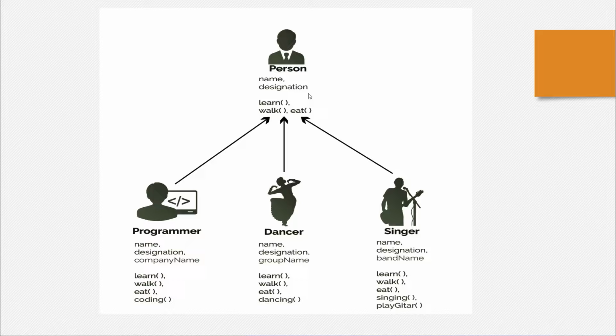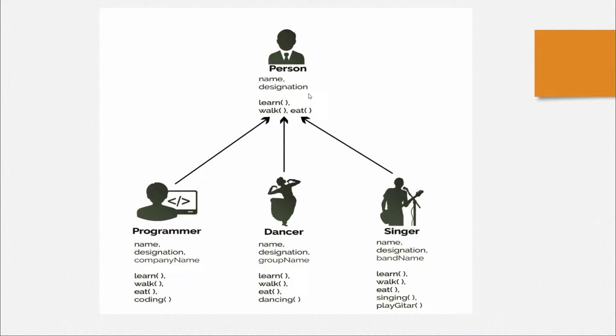Now there is a singer. Same as the person, they have name, designation, learn, walk and eat, but their own property is a band name. Their own function is that they can sing. Playing guitar, whatever functions they have are their own. So what is happening here? Everyone is a person. A programmer is a person, a dancer is a person, and a singer is a person. But they have some special traits or functions built into them. The programmer has coding, the dancer has dancing, the singer has singing and playing guitar.